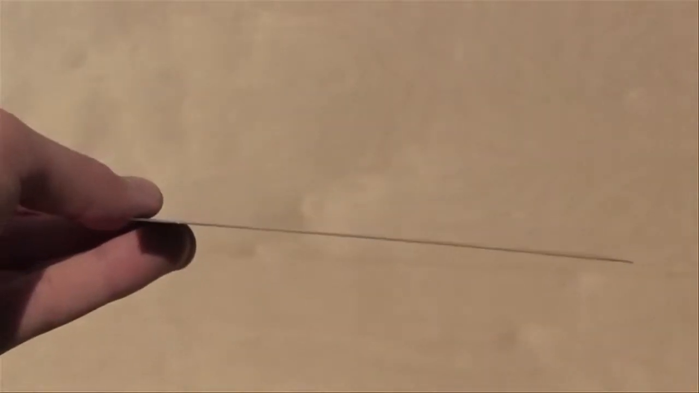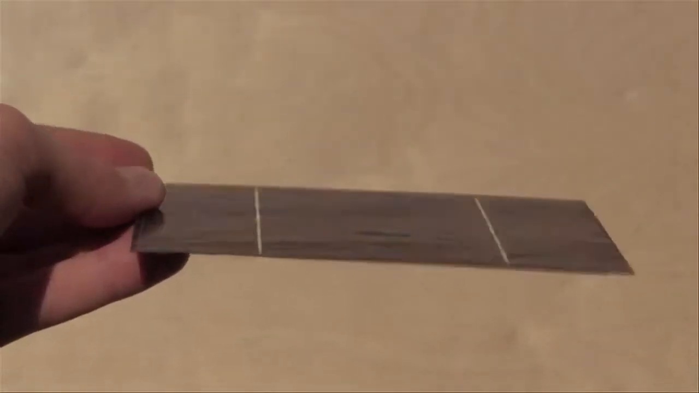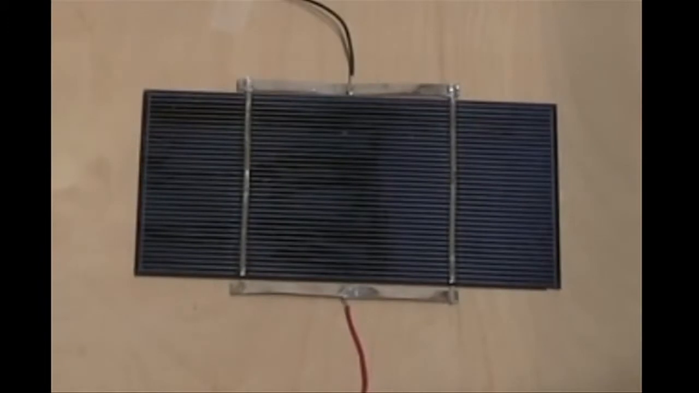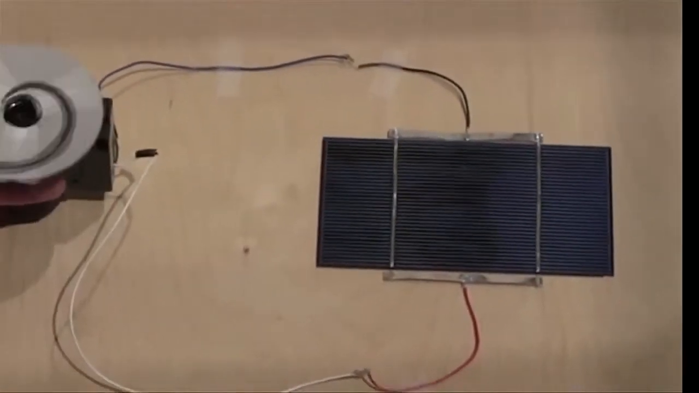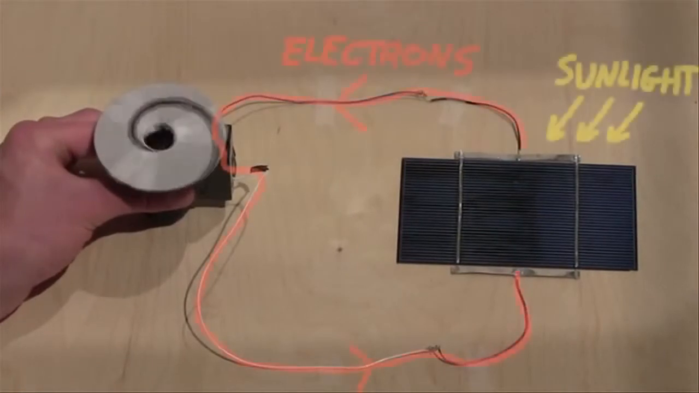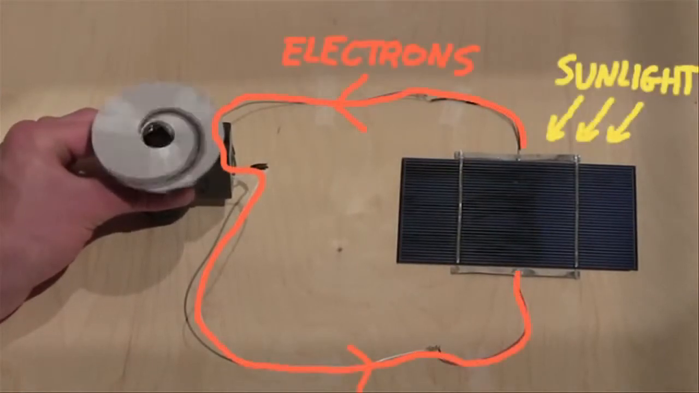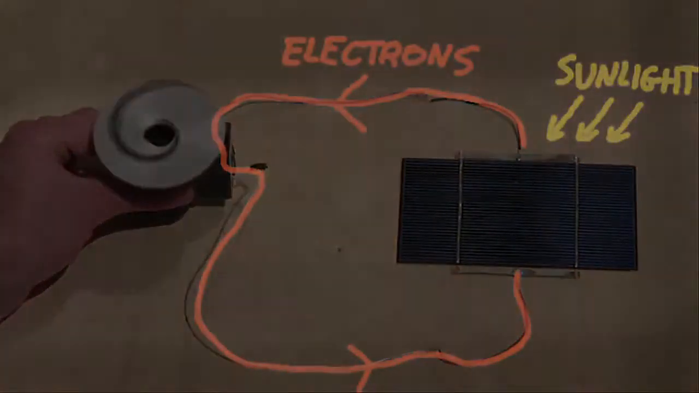Wow, that's really thin, and in fact, there are even two super thin layers in there. When the sunlight hits the cell, it gives enough energy for electrons to break free and travel through an external circuit, generating electricity. But let's have a closer look at the cell to understand how it really works. Most solar cells are made of silicon.